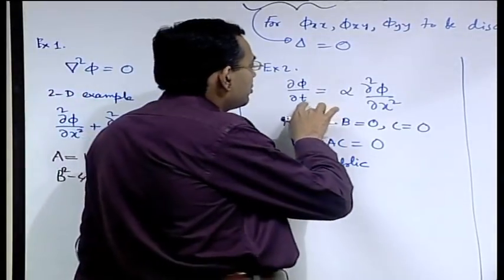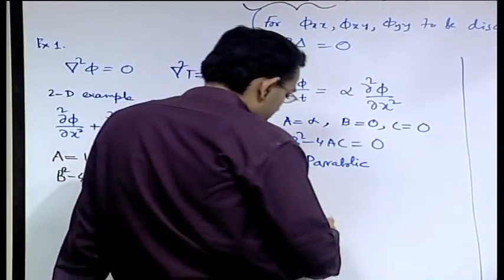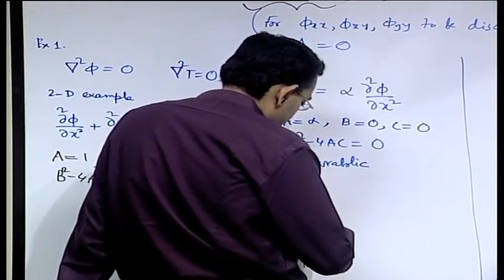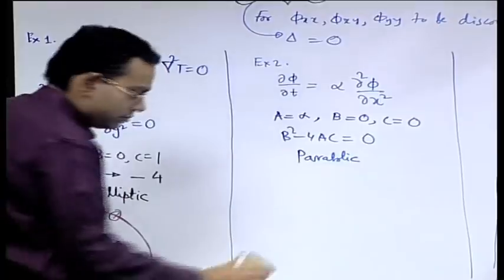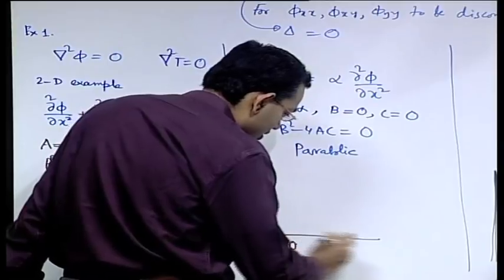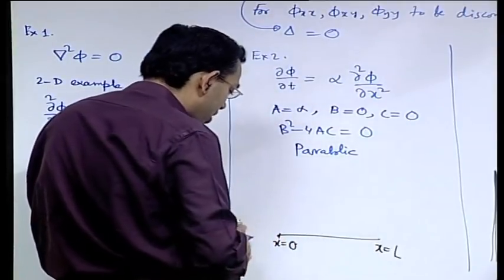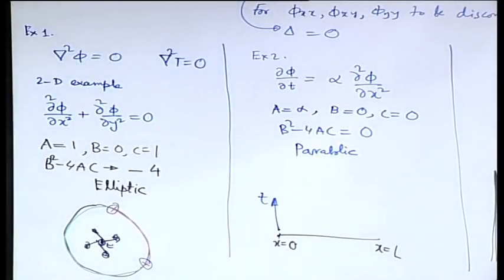Let us consider these t and x as two physical variables and try to appreciate or analyze the situation from that perspective. So let us consider that there is a domain, this is say x equal to 0, this is x equal to L, and we plot time along the vertical axis. So in this domain we are interested to see how the temperature varies as a function of position and time.